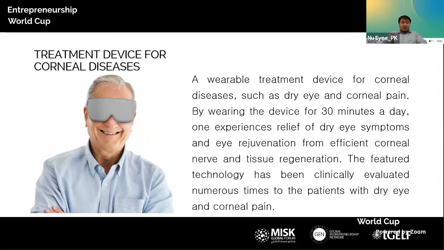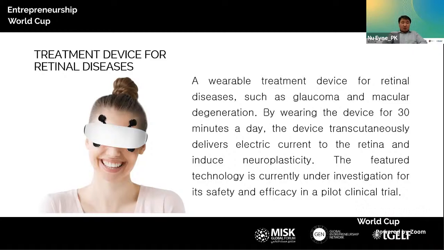We started this project with a wearable personalized treatment device for corneal diseases, such as dry eye and eye pain. This was one of the easiest ways to demonstrate that by electrically stimulating the damaged eye surface, we can expect faster healing with actual nerve regeneration. We expanded the application to retinal diseases such as glaucoma and macular degeneration. From our pilot clinical trial being conducted in university hospitals in Korea, there is a prevention of nerve degeneration and promotion of nerve regeneration observed.